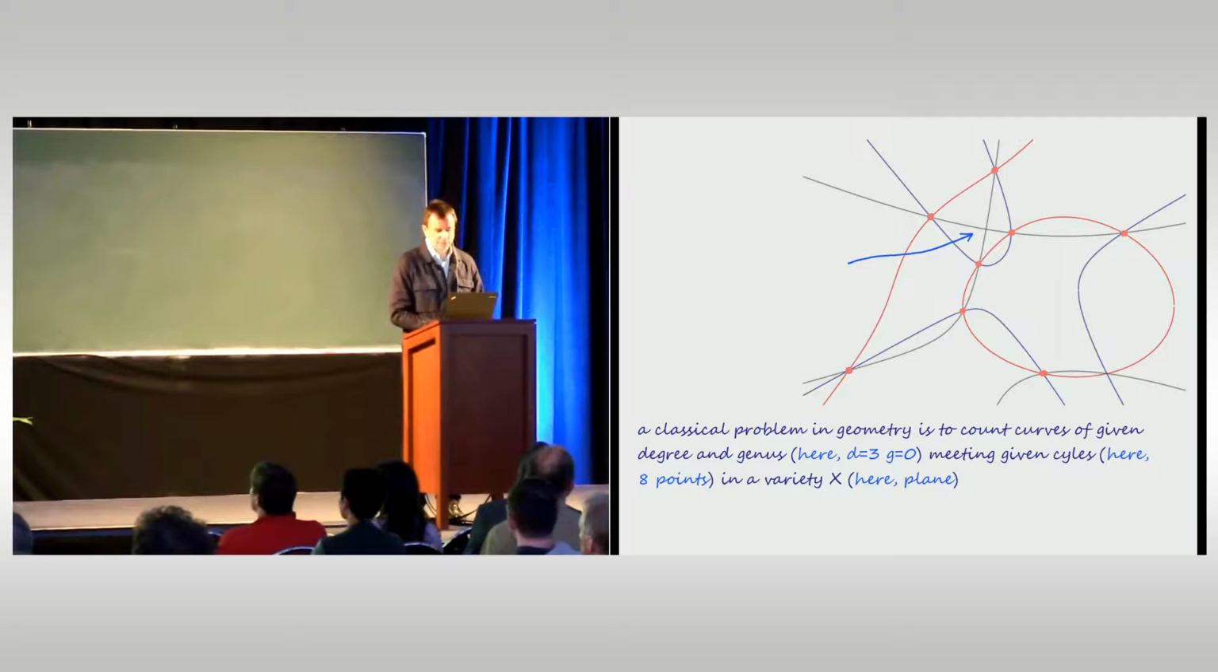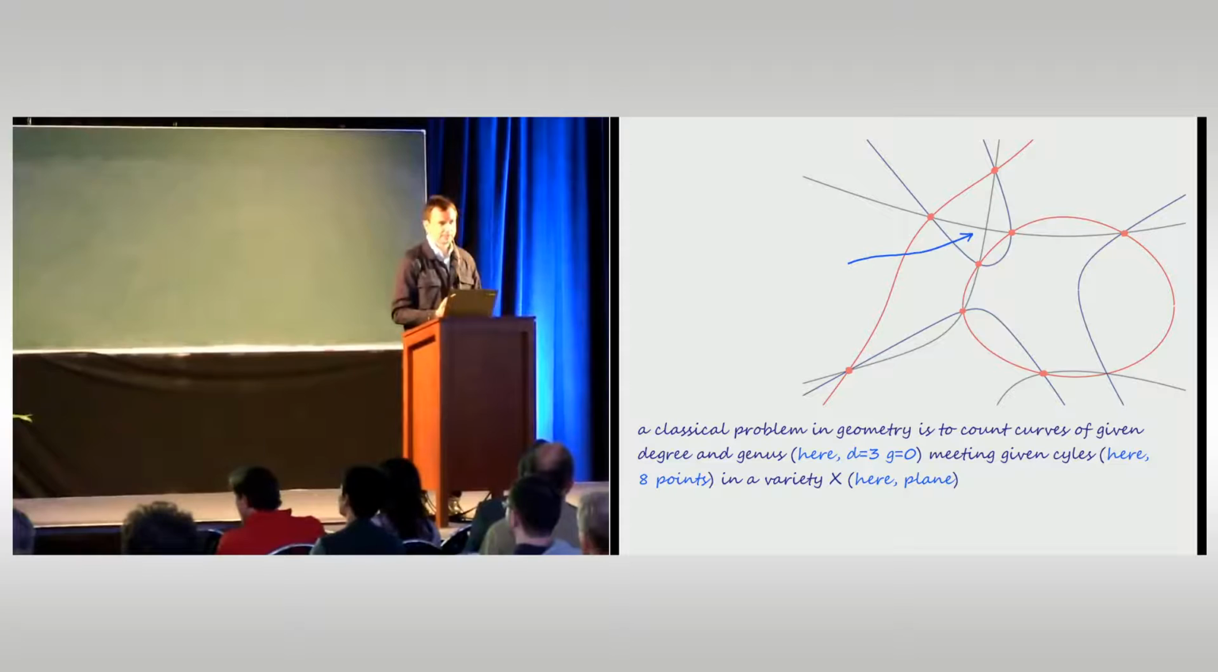If I give you some algebraic variety, and I fix some degree d and genus g, then how many curves of degree d and genus g meet such and such cycles? Here's an example where the algebraic variety is a plane. A degree is a degree, I'll take 3. What does it mean? If I have a curve in a plane, it's defined by one equation, so the degree of that equation will be 3. And as a genus, I'll take 0.